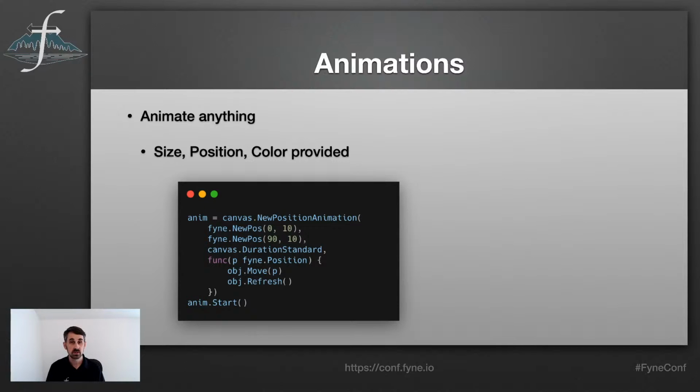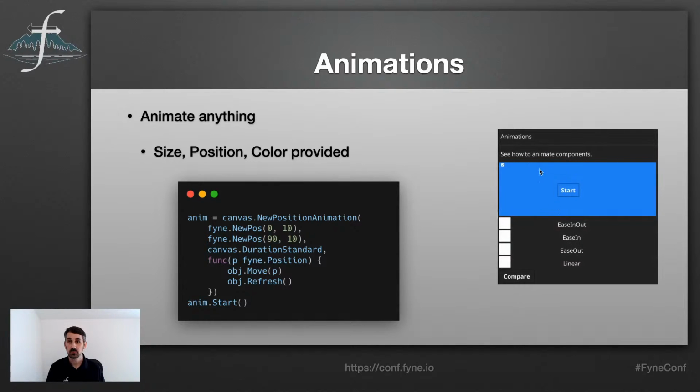You can stop your animation, of course, and there's parameters to animation, so you can loop it, you can automatically reverse it, and you can set curves as well. Let's just have a look at that. There is an animation demo inside the Fyne demo app, and here's what it looks like. We can animate the color and the size and the position all at the same time. And in the bottom half here, we show the different curves that are available inside the animation framework.